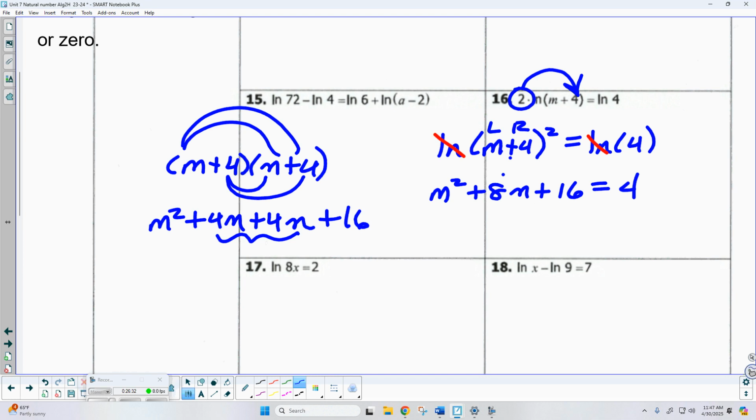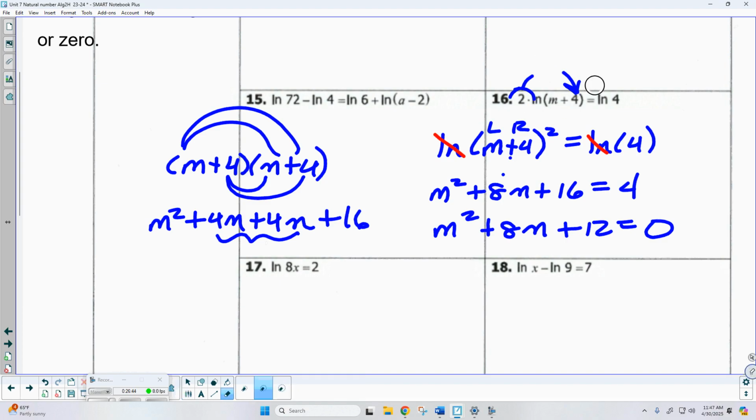Okay. All right, so let's go ahead and subtract this. So I'm going to have m squared plus 8m, 16 minus 4 will give me a plus 12, is equal to 0. Two numbers that'll multiply to give me 12, but add to give me 8. 6 and 2. M plus 6, m plus 2 equals 0.